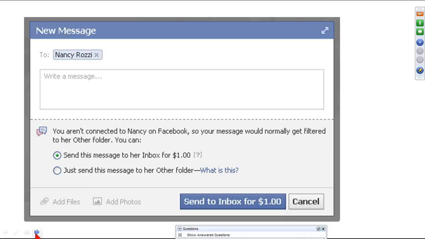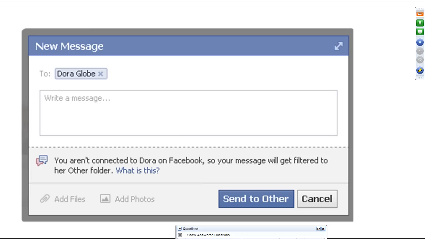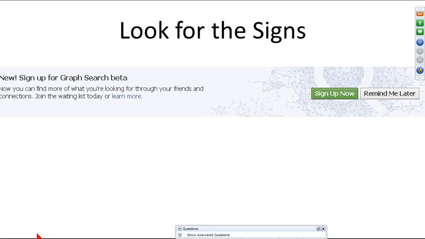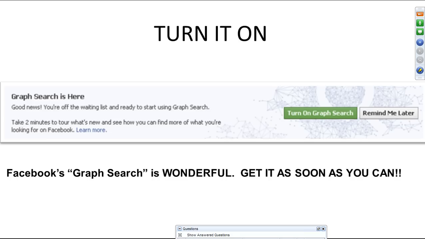But folks, when you follow some simple guidelines, you'll always get your message to the right folder. You aren't connected to Doris, so your message will be filtered to her other folder. Doesn't have to happen. So look for the sign in. Get it.